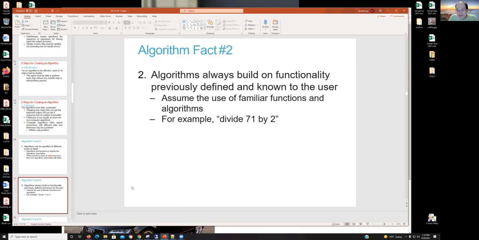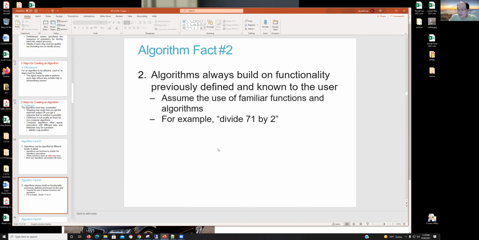Yeah, so you can use functions that you've learned before, right? A computer knows certain things, like how to do math, essentially, and you would build on that. You wouldn't have to re-specify those steps at a detailed level. You wouldn't have to put into your algorithm, oh, this is how you add 1+1. All right, so this is what this part here means: assume the use of familiar functions and algorithms.